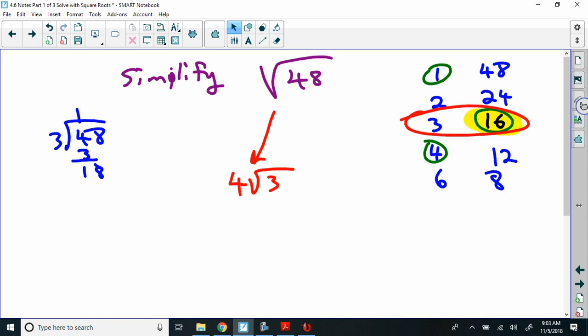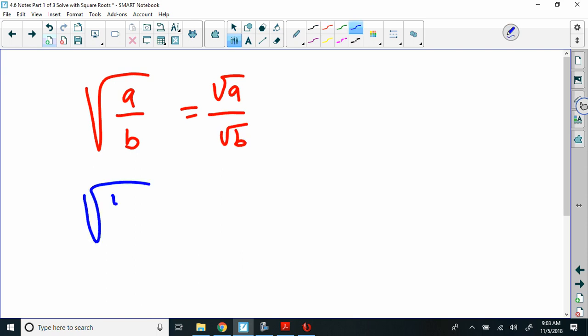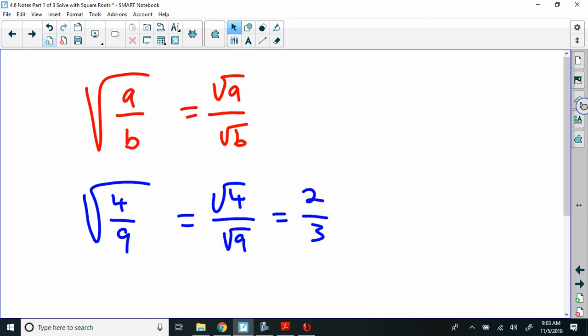I hope so. One other thing about simplifying radicals, there's this property that says if you have a fraction of radicals, that you can split it up like this. Okay, so suppose you had something like the square root of 4/9. That's the square root of 4 over the square root of 9, and that would be 2/3. Okay, we're going to see something like that. So if you take the square root of a fraction, it's the square root of the top over the square root of the bottom. You can split them apart like that. So far, so good?